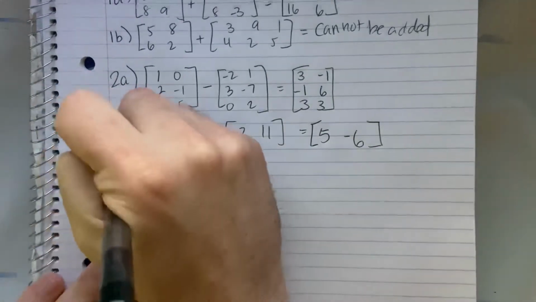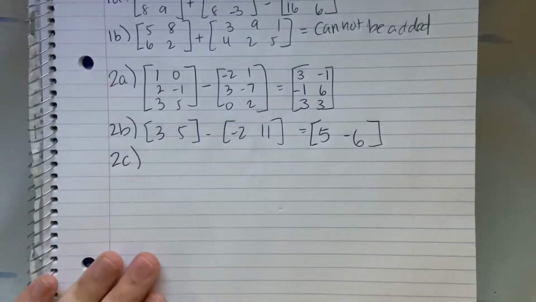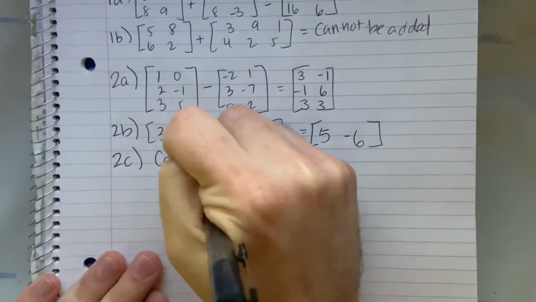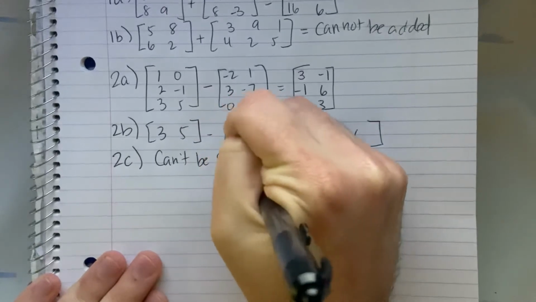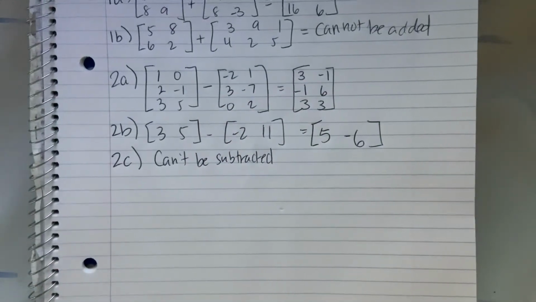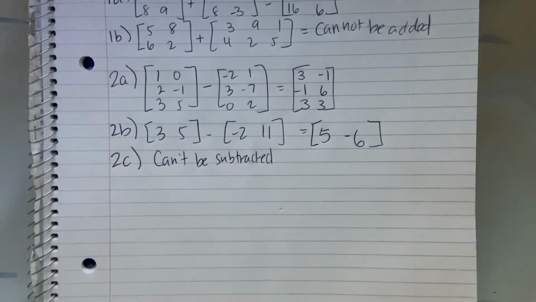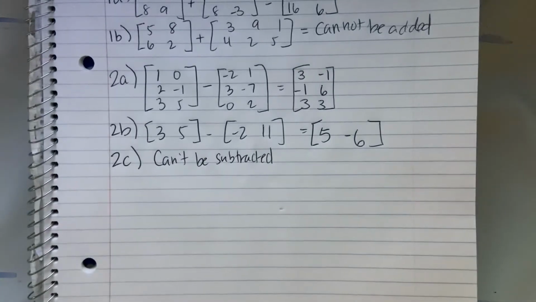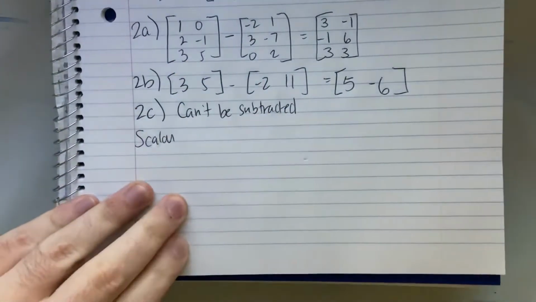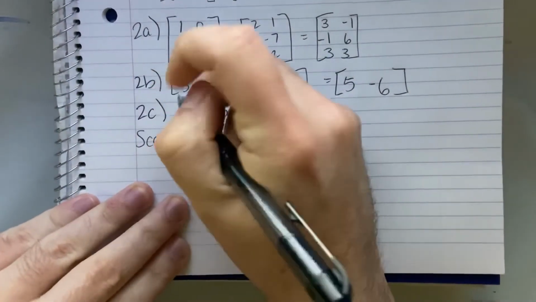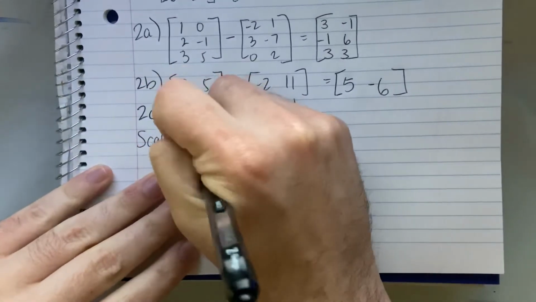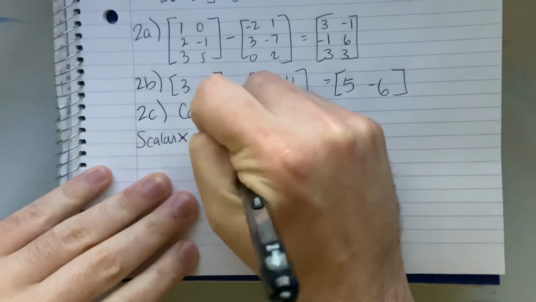Now, if you look at 2c, those two are different sizes, so can't be subtracted. And that's the gist of adding and subtracting matrices. It's not too bad. Scalar multiplication is just as easy. So for scalar multiplication, that means that there's a number in front of your matrix. If you're multiplying by scalars, you just multiply all terms by that number.